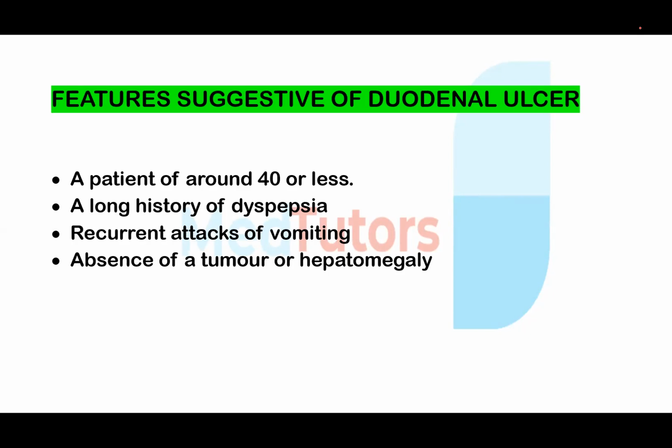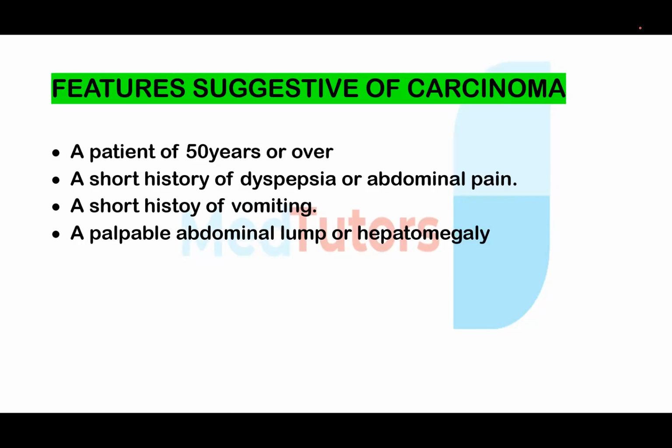And because of attempted healing by fibrosis, they will have recurrent cicatrization from fibrosis. So they have recurrent attacks of vomiting, and there's absence of a tumor or even hepatomegaly in this patient. So when you see a younger patient with a long history of dyspepsia and recurrent attacks of vomiting, and you examine and there's no mass in the epigastric region, the cause of the GOO is likely to be from PUD.